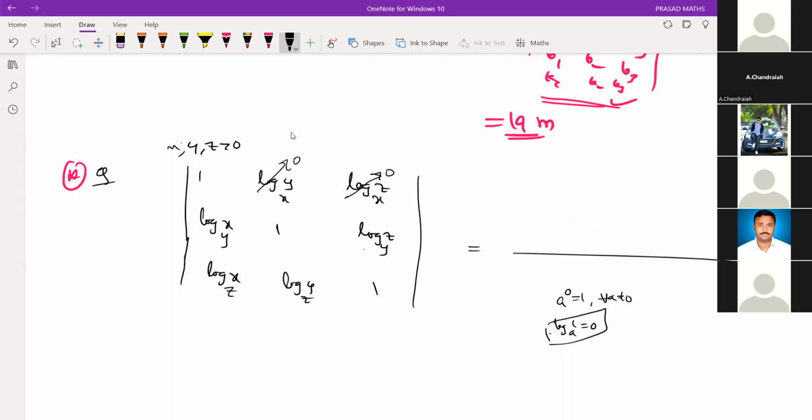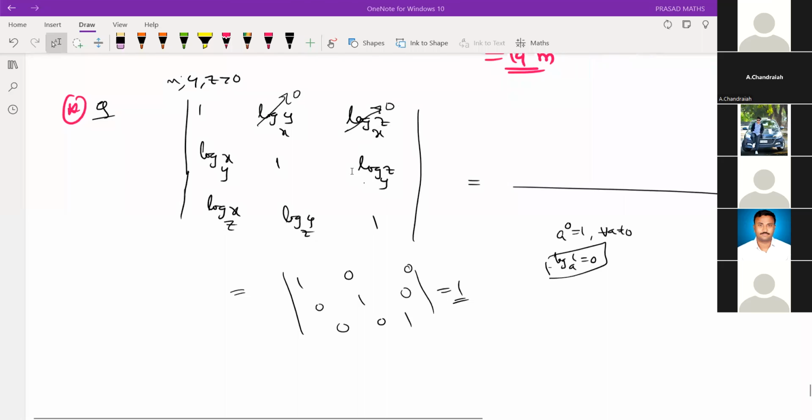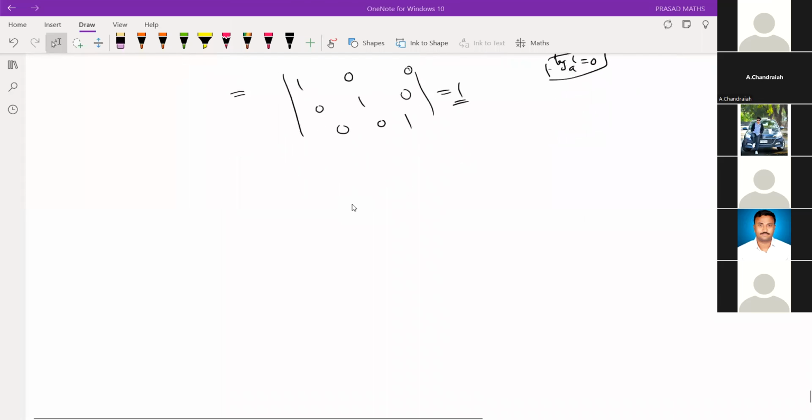Yes or no? What are you going to get? Anybody? 0, 0, 0. Venkanna put the answer as 1. 1, 0, 0, 1. Who said? Venkanna. Okay, good. Do this problem, it's an exercise. So this is also an important model.